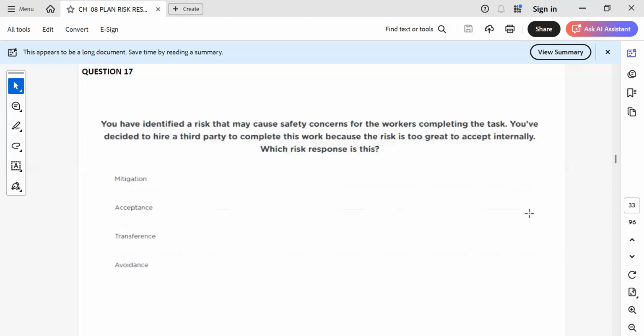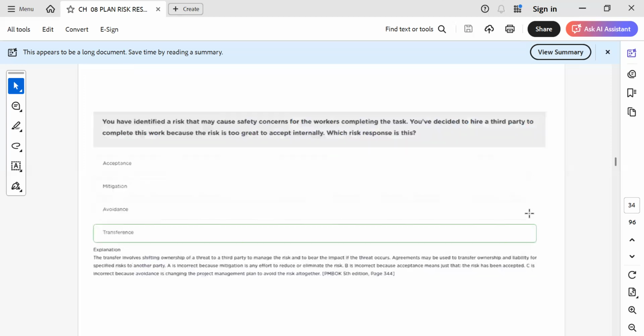Correct. Okay. You have identified a risk that may cause safety concerns for the workers completing the task. You have decided to hire a third party to complete this work because the risk is too great to accept internally, which is transference. Correct, transference.